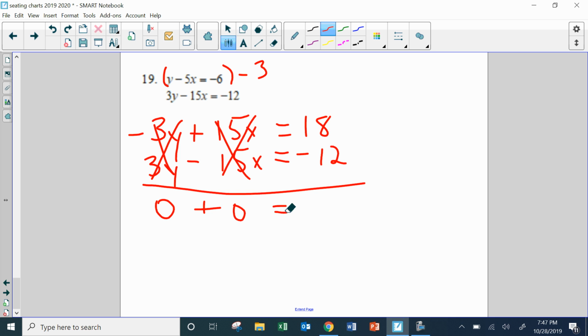And then 0 is going to equal positive 6 is my final answer. Like I said, that can't happen. 0 cannot equal positive 6. So just like I suspected, that's no solution.